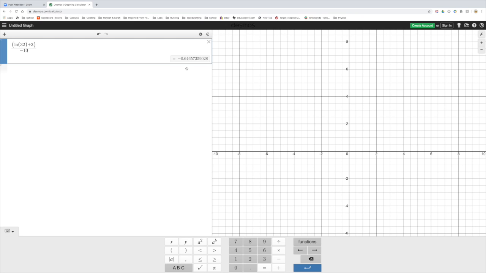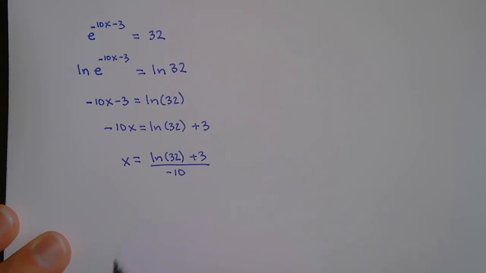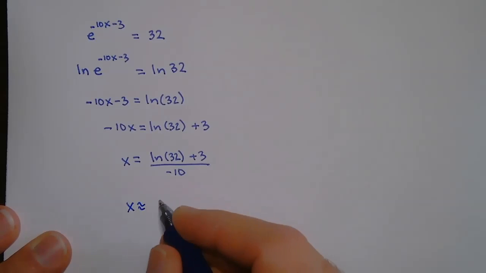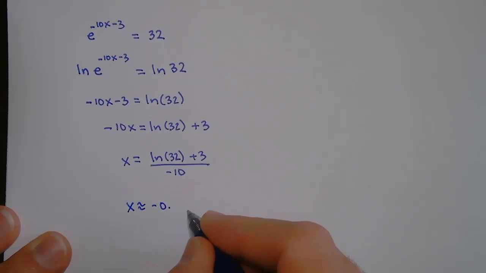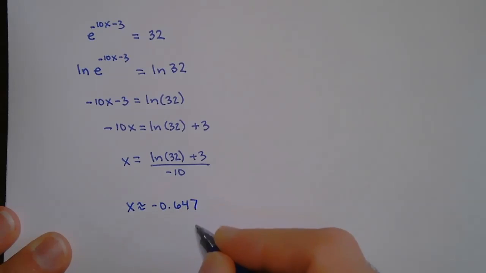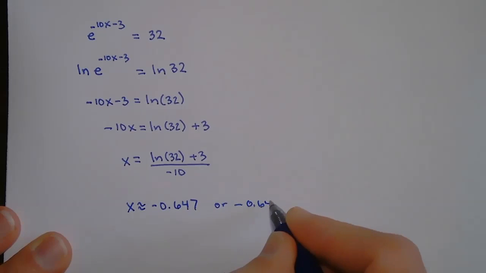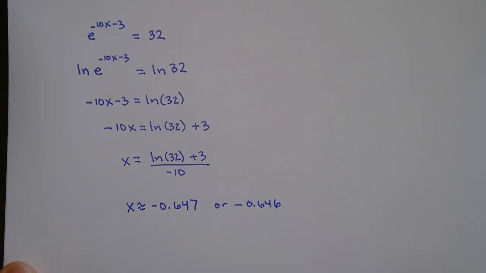And we get the same answer we did with the graphing calculator. So negative 0.6465. And that 5 will cause the 6 to round up, or you can truncate. Okay, back to our problem. That would tell us that x is about negative 0.647. Or you could also have negative 0.646 if you truncate. Okay, so either one of those is acceptable. You don't have to have both, just one or the other. Okay, and now let's go on to the next example, guys.